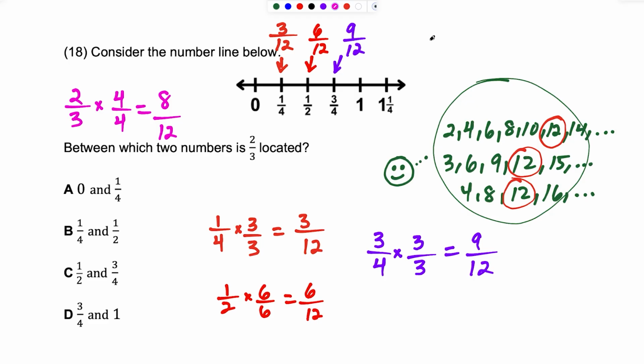So let's think about this. 8/12. Between which two fractions is 8/12? Well, it would have to be between these two over here. It would have to be between 6/12 and 9/12 because all of our fractions now have the same denominator. So now we just have to ask ourselves, 8 is between which two numerators? 8 is between 6 and 9. So 8/12, or I could say 2/3, is going to be located between these two numbers here. Okay, so it's going to be somewhere in this space over here. Not necessarily in the middle, but it's going to be between 1/2 and 3/4. Okay, so that's how I know choice C is our answer.